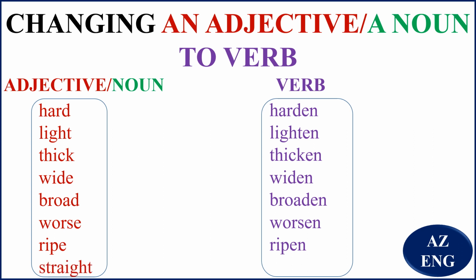Straight. You know this? To make something straight, I say straighten. Straighten it, as in straighten your line. Just make your line straight. And if I say your line straightens, I mean it becomes straight. Simple.